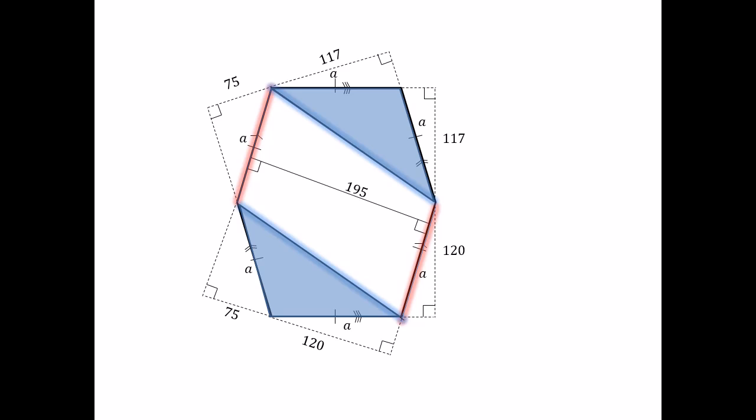Then look, these two triangles become congruent by the side axiom. And now this upper blue shaded triangle, the area of it is half of 117 into A, isn't it? This is the height and this is the base. The area of a triangle is half base into height, and the base is 117 and the height is A.